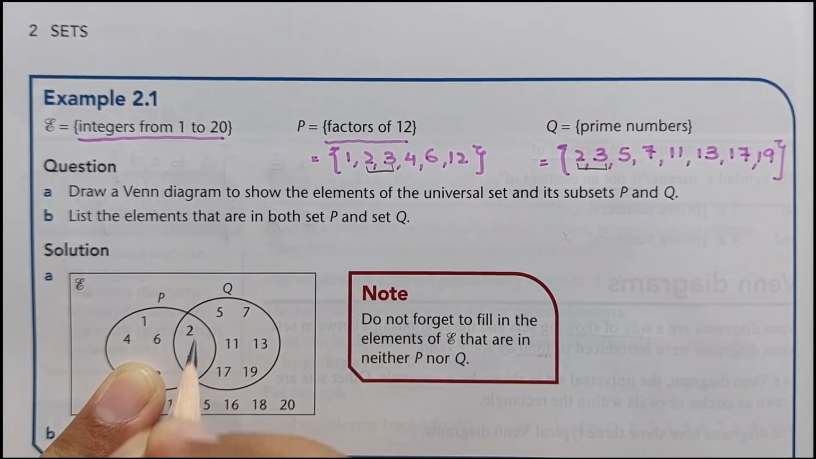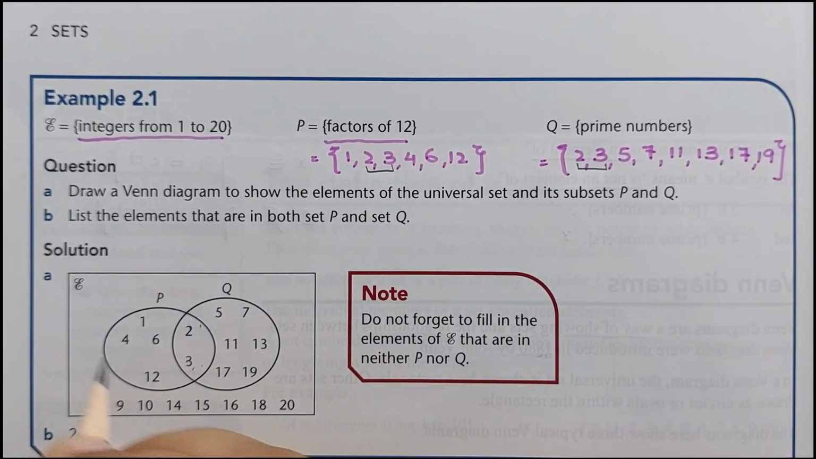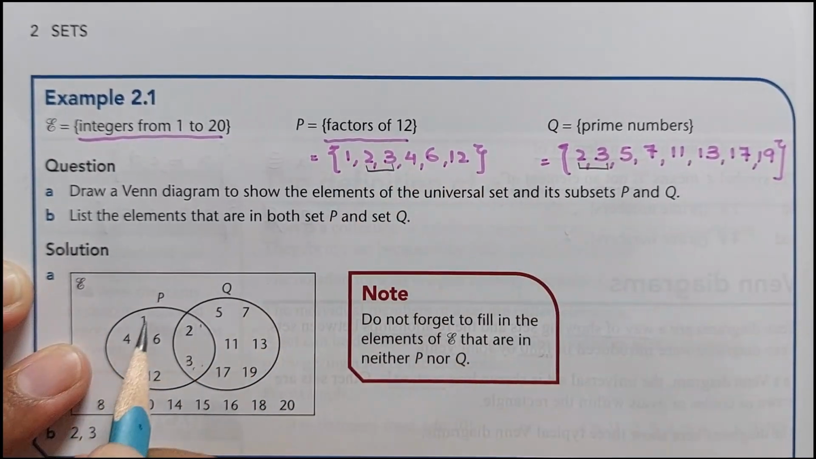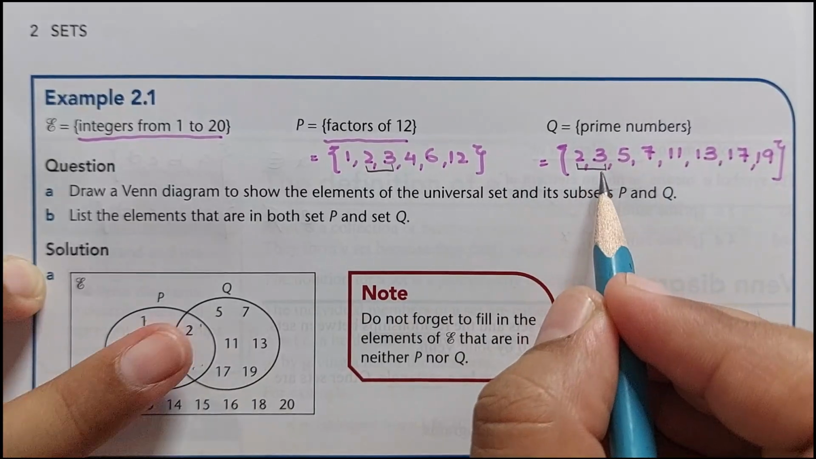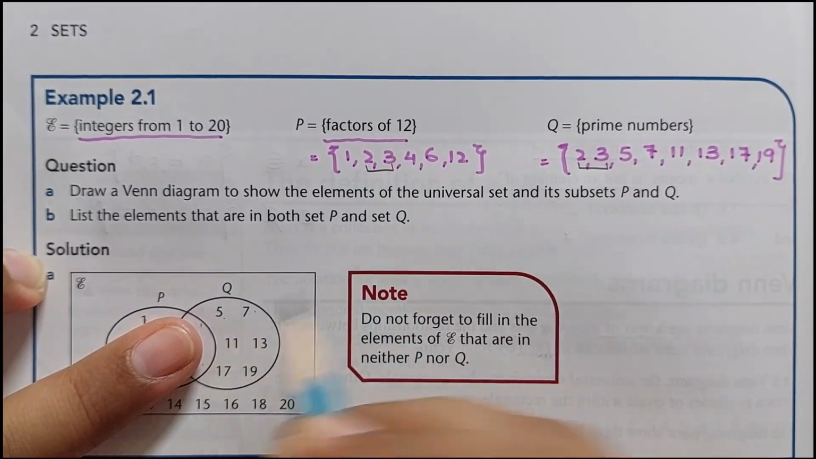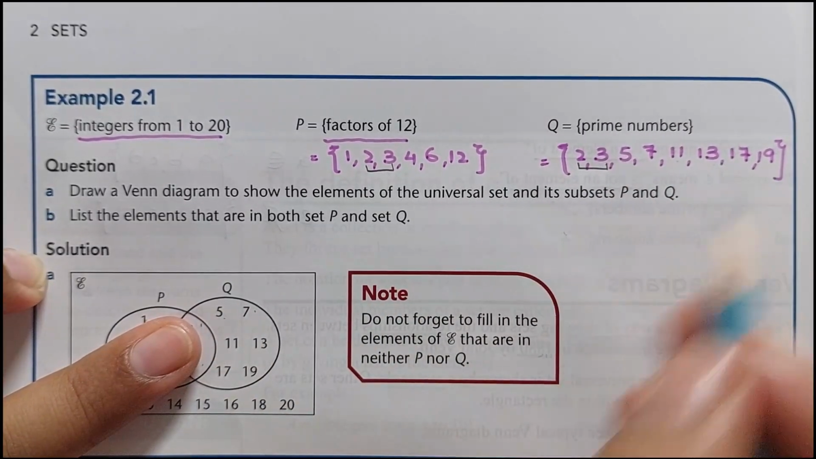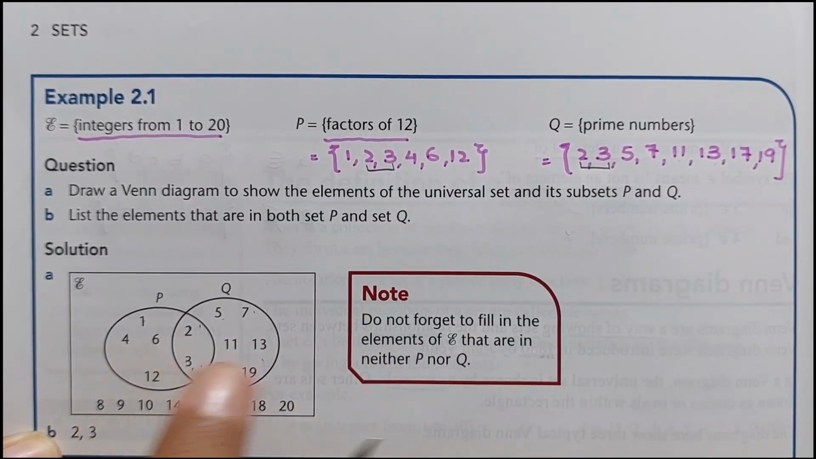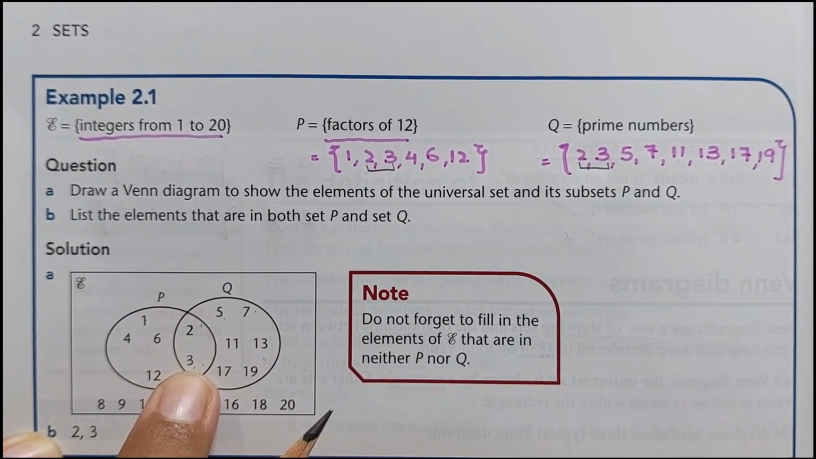So we can put these two elements as common, and the rest of the set P elements are 1, 4, 6 and 12. So 1, 4, 6 and 12. 2 and 3 are done. The rest are 5, 7, 11, 13, 17 and 19. Now these are the elements which are in set P and set Q and in the intersection as well.